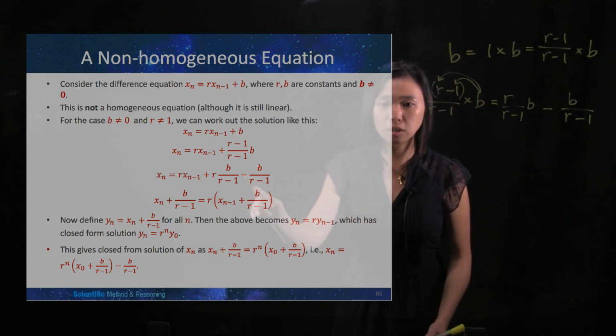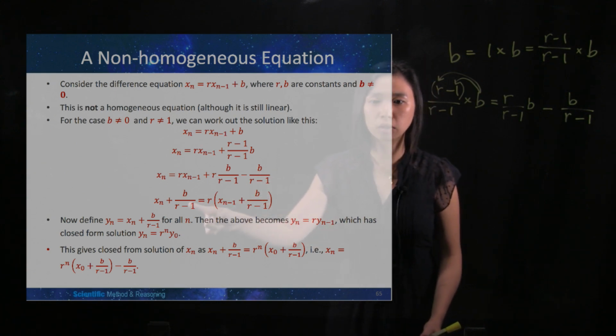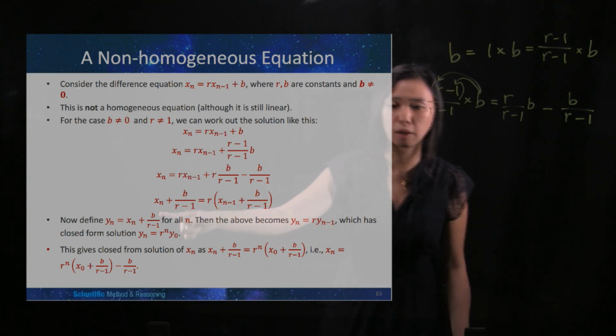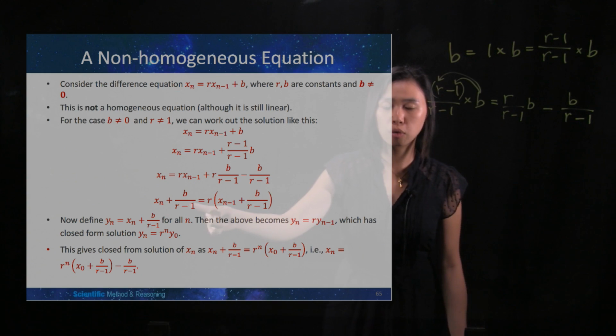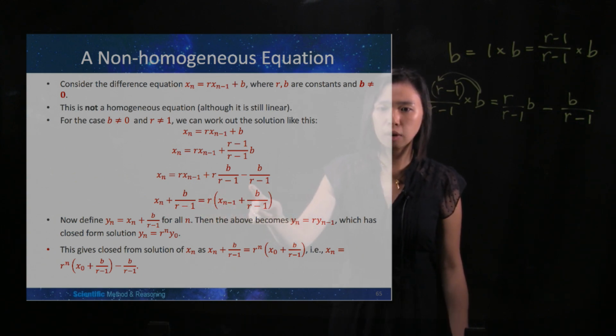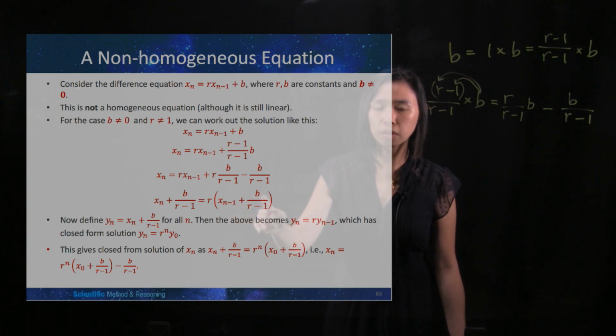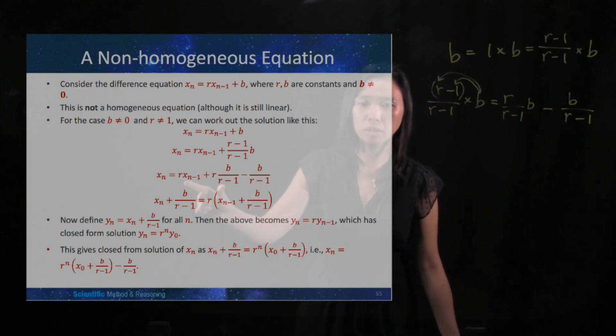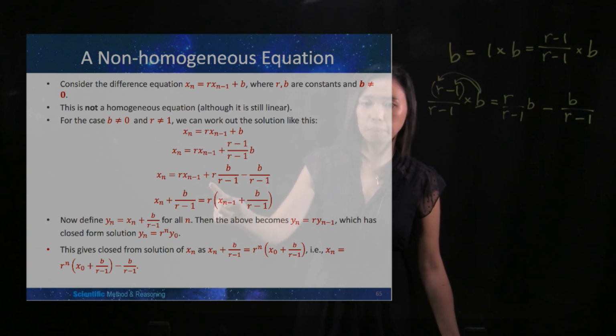And when you get this term, you move it back to the left-hand side. So what you will have is xn plus b over r minus 1, which is equal to r. And then right now for this term, so you see here these two terms, I moved that term to the left-hand side and then I remain these two terms. And these two terms, I take out the r. Then I will have xn minus 1 plus b over r minus 1. So you will have something like this.